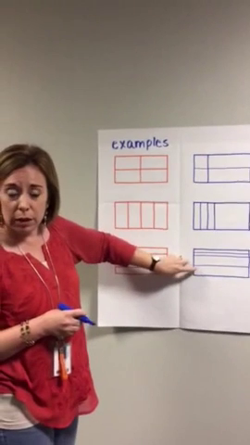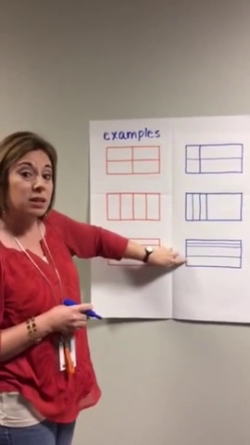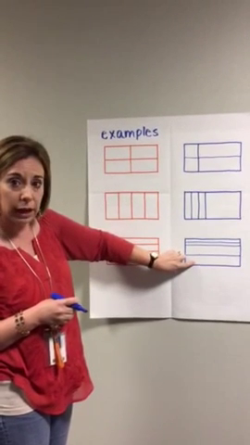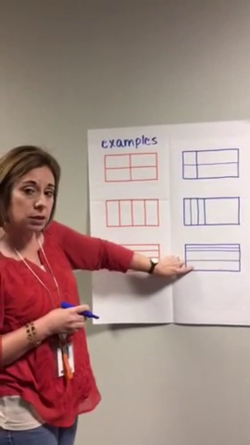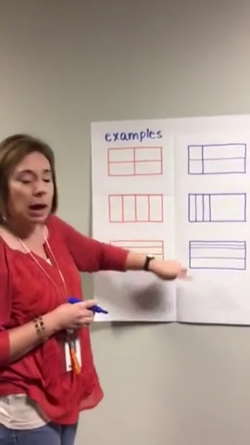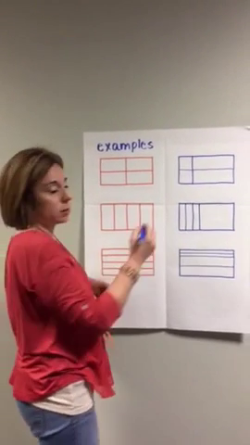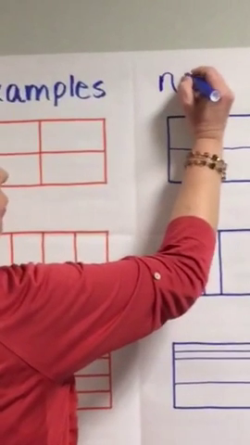Watch out for pictures like this one because sometimes students will get confused. They'll see that these two are equal and they'll see that there's four total pieces, and so they'll think that they're fourths. But if all four pieces are not equal, then these are not fourths. These are non-examples of fourths.